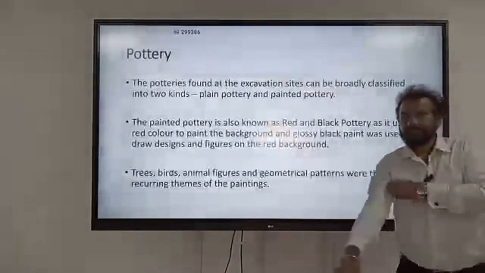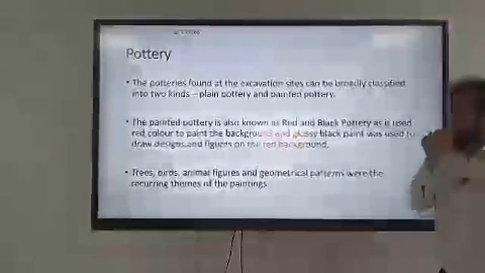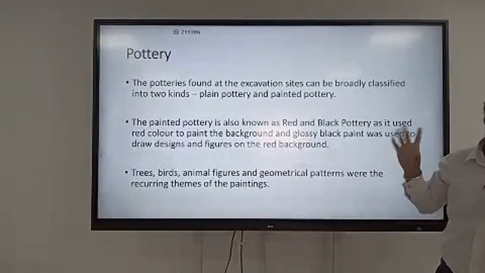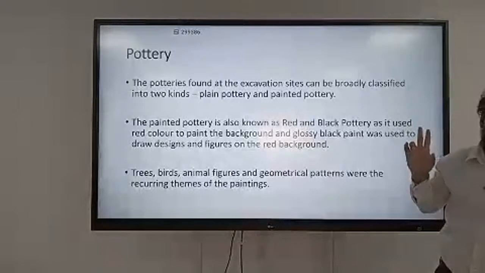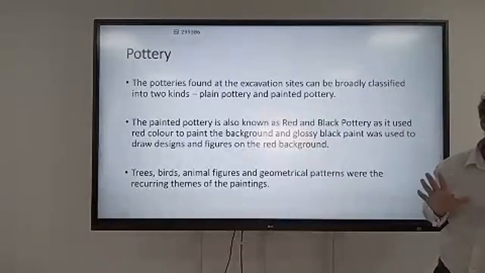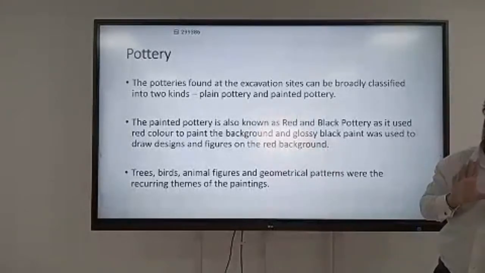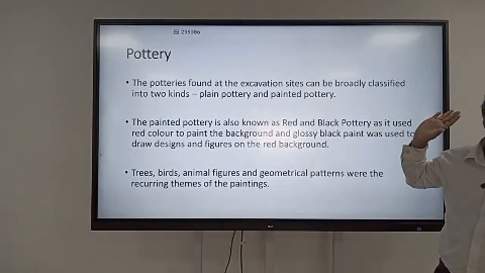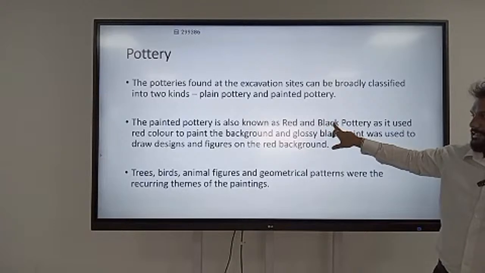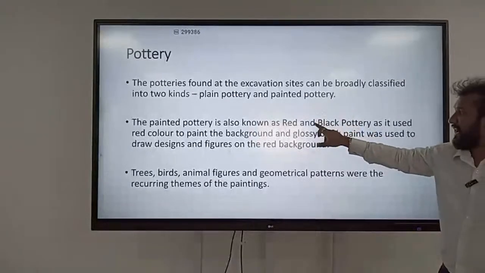Then pottery. Regarding pottery, there are two kinds found in the IVC sites: plain pottery and painted pottery. Plain pottery doesn't have any color. Painted pottery again has two types. We have dual color pottery, which is also called red and black pottery. The majority of the pottery found in IVC sites is red and black pottery.